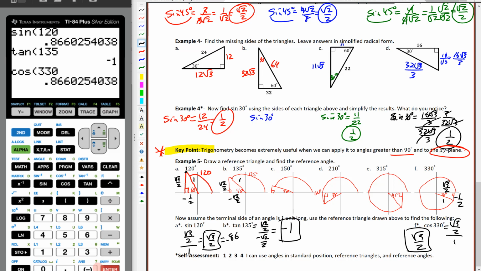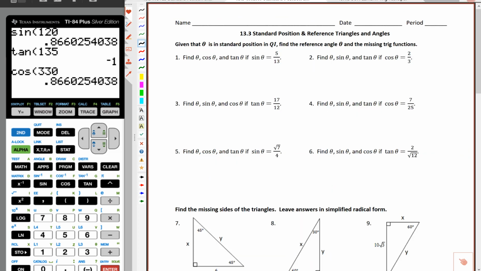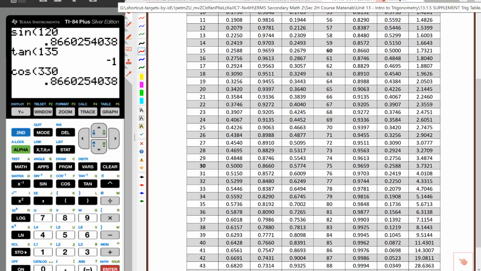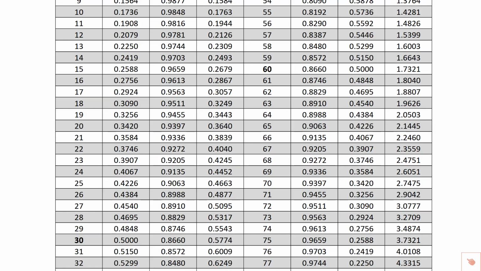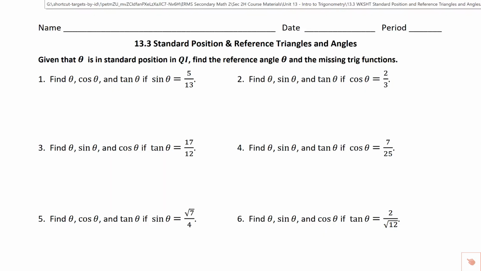Now, of those trig functions, are any of them in quadrant 1? Hold on. Are any in quadrant 1? No. So can you use this? Well, you can, but you'd have to make some adjustments to it. So here's what I want you to do.